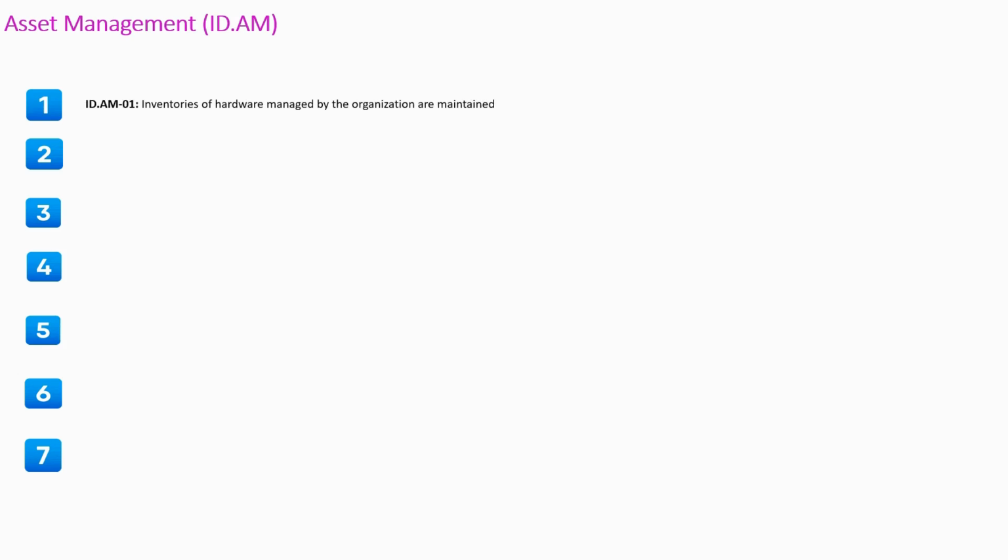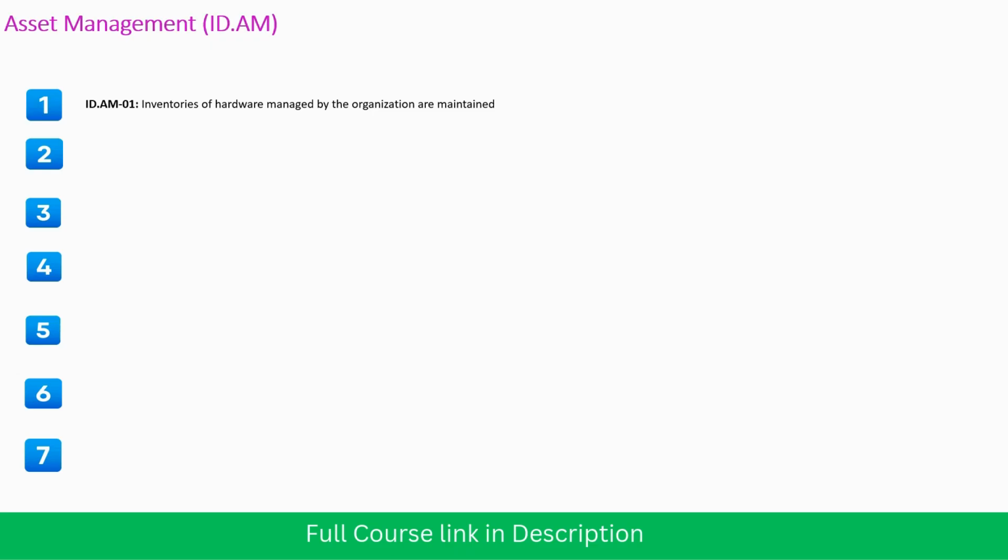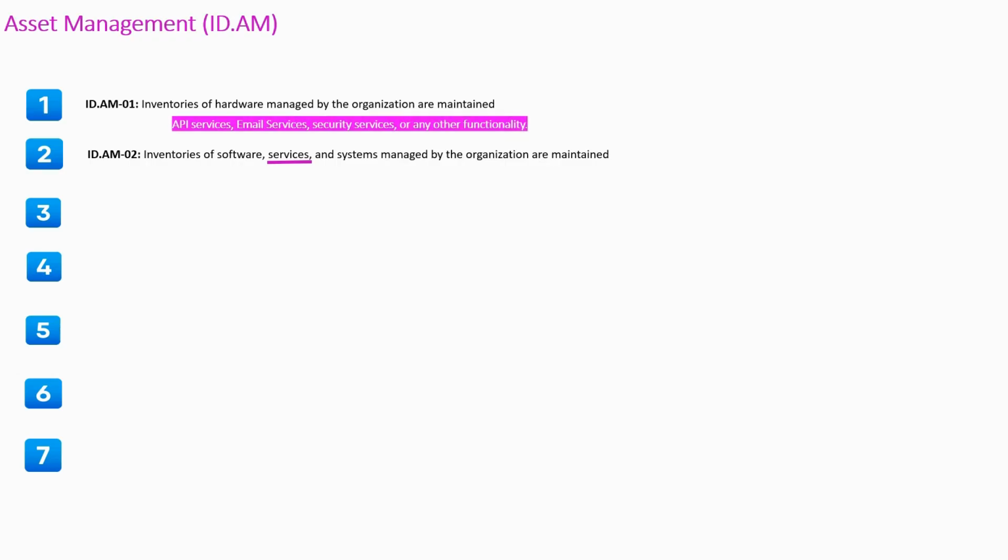Let us now discuss the first category, that is asset management. It has a total of 7 subcategories. We will discuss in detail how to implement each one of these. First subcategory requires that inventories of hardware managed by the organization are maintained. Second subcategory is about inventories of software, services and systems managed by the organization being maintained. Services here refer to any functionality that is provided as a service rather than an installed application. This might include API services, email services, security related services or any other functionality.